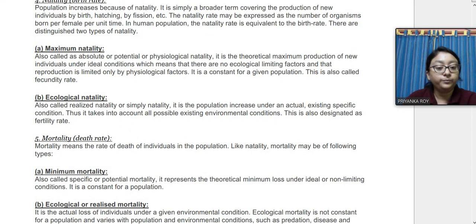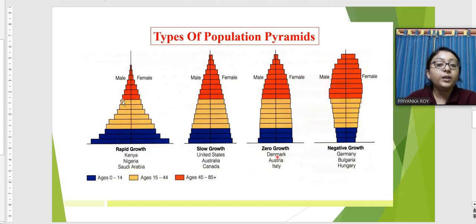Now, if we consider this kind of age pyramid, then it is a rapid growth, but this is a slow growth because it has increased quite slowly, and this is an exponential increase, like you can see, and this is zero growth because it's very stable. It's a stable bell-shaped population, and this is a negative growth. There is no growth, only a declining population. So this is an urn-shaped pyramid or a negative growth.